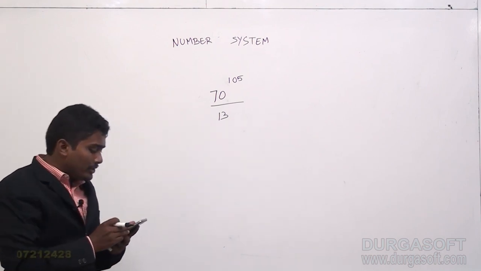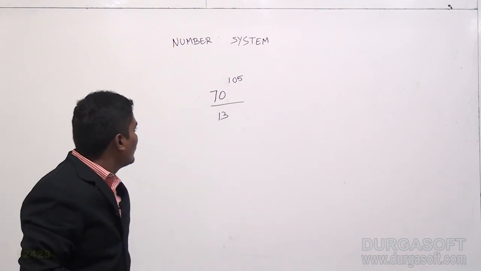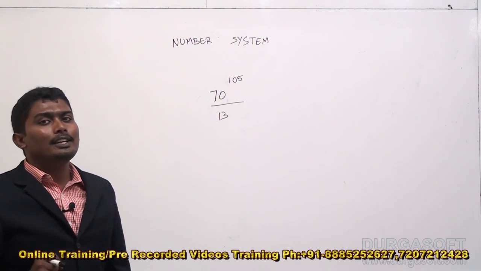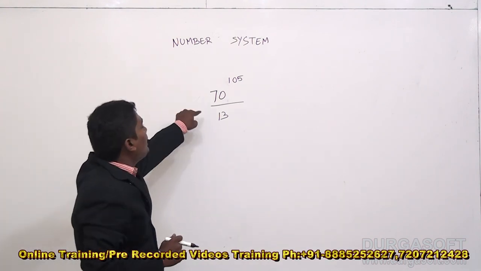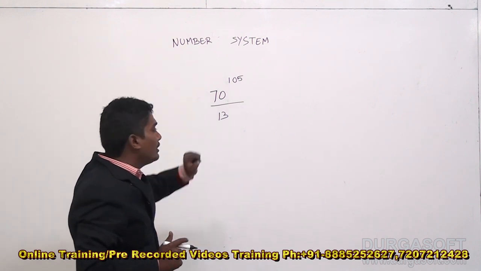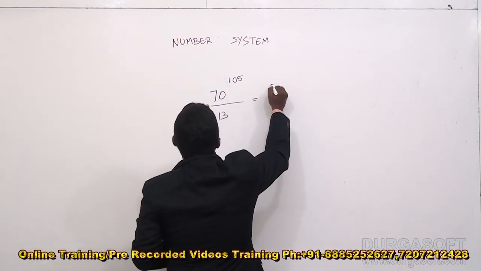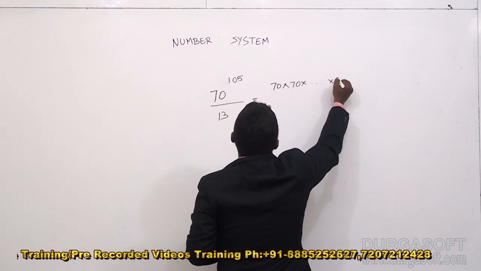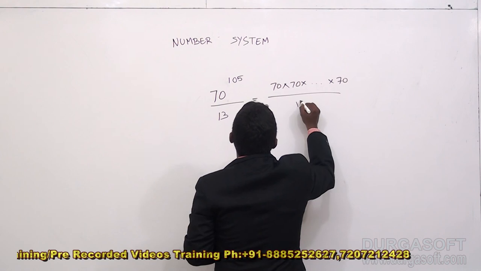So there is one more question, one last question given in remainder theorem. That is, find the remainder when 70 to the power 105 is divided by 13. So 70 to the power 105 divided by 13. 70 to the power 105, I can write it as 70 multiplied 105 times, divided by 13.